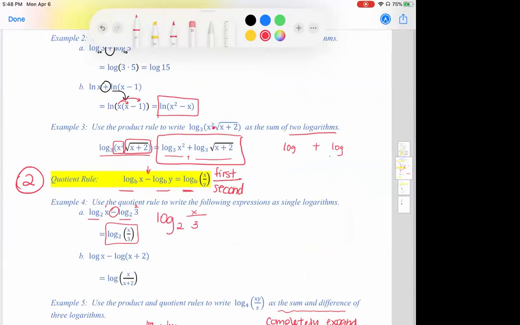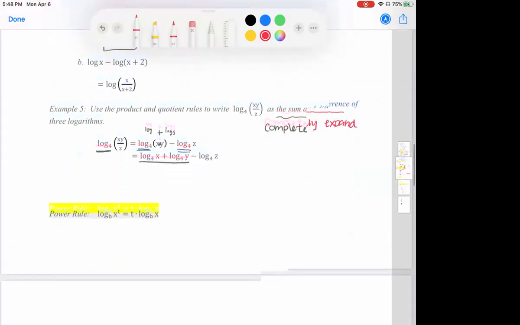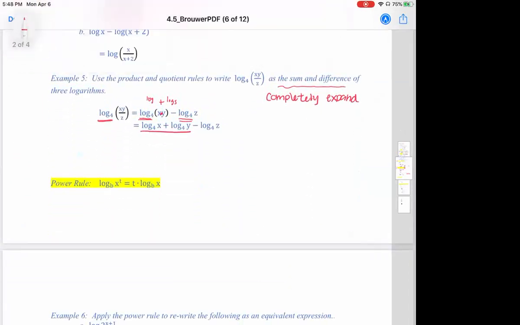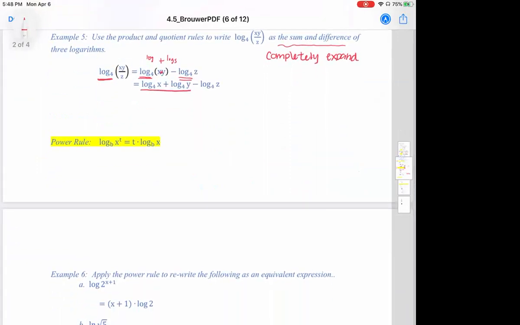Let's move on to the third rule. And this is the last of our rules, the power rule. Power rule. This one's really weird, but again, they're all weird. So the power rule says if I have an exponent, I can go ahead and rewrite it as a number that's being multiplied to your log. But this number, we're going to write it in the front.